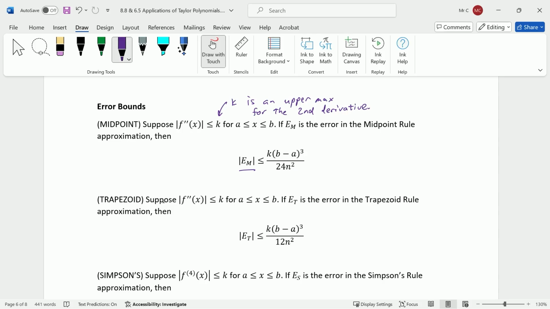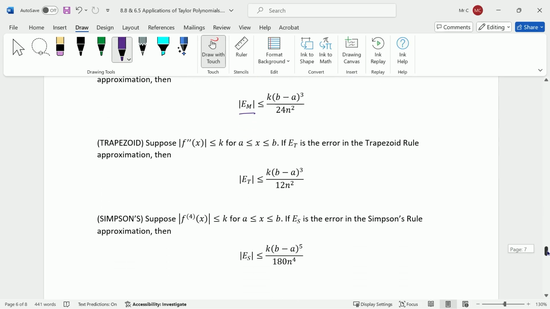And so similarly, the trapezoidal rule says that if the second derivative is bounded above by a number k, then the trapezoid error approximation can be bounded above by k times (b minus a) cubed over 12 n squared. And for Simpson's rule, suppose the fourth derivative can be bounded by k. So the fourth derivative can be bounded by k. Then the error using Simpson's rule can be bounded by k times (b minus a) to the fifth power over 180 n to the fourth.